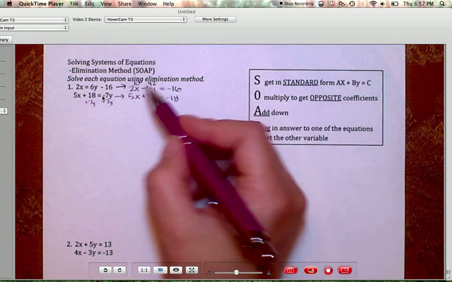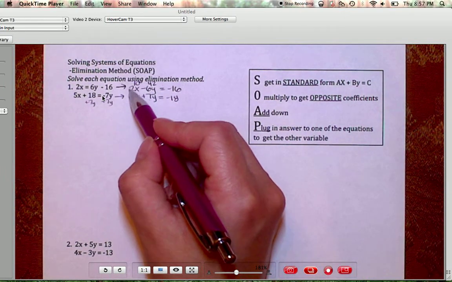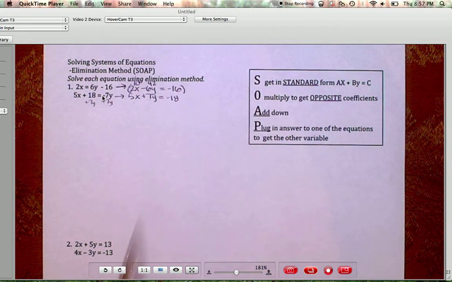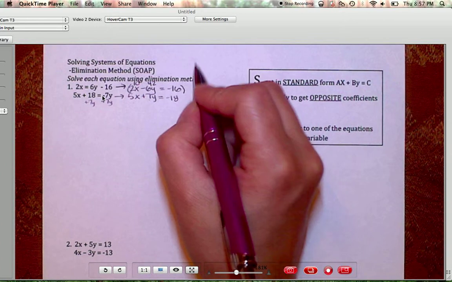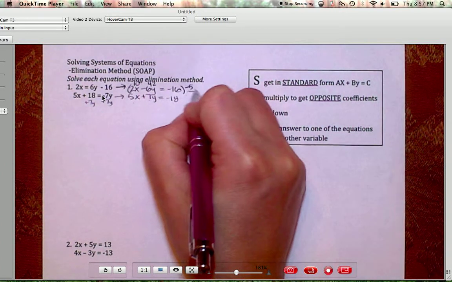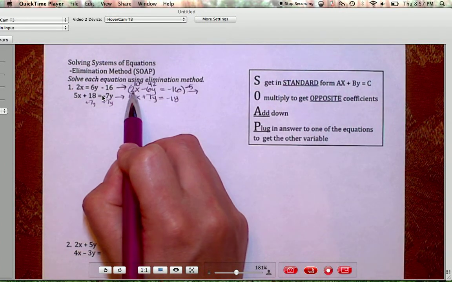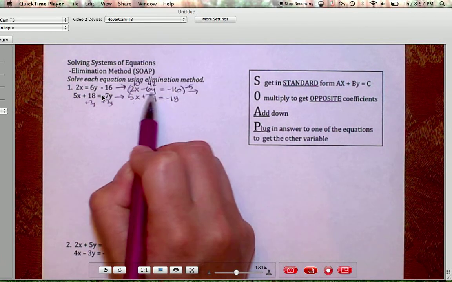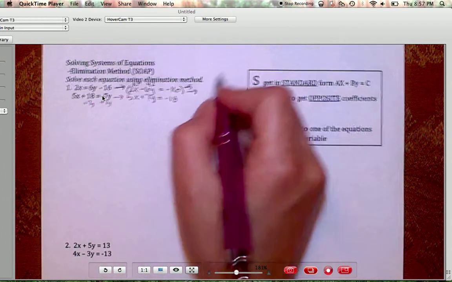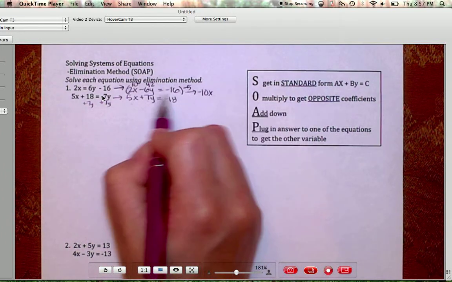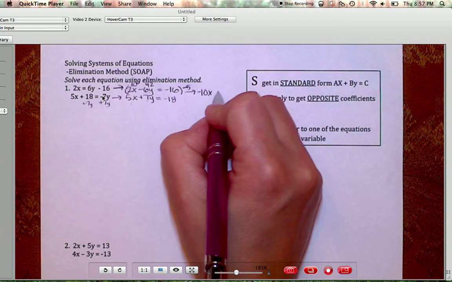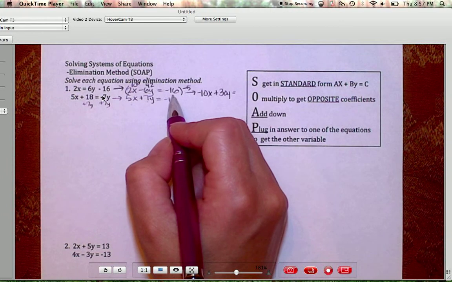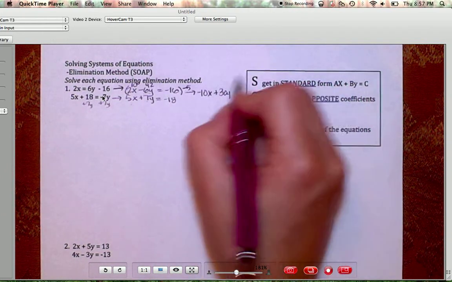So 10 is much smaller than 42, so we're going to shoot for 10. Now we need opposites, so we need one of these guys to be a positive 10 and one of them to be a negative 10. So let's suppose I multiply the first equation by negative 5 so that I can get a negative 10 here. So you need to multiply every single thing in the equation by that number on both sides. So 2x times negative 5 would be negative 10x. Negative 6y times negative 5 would be positive 30y equals negative 16 times negative 5, which is 80.